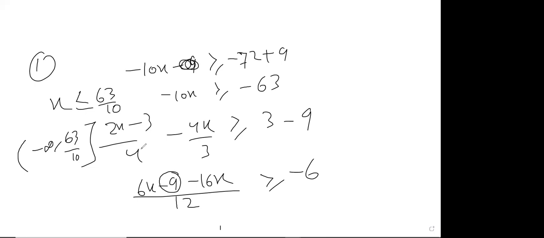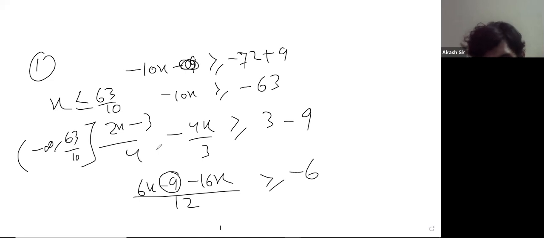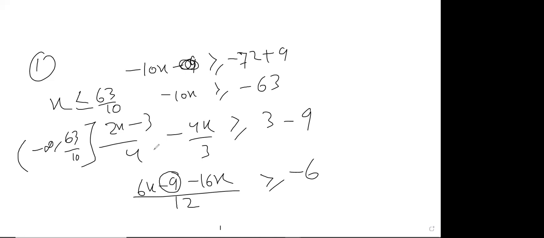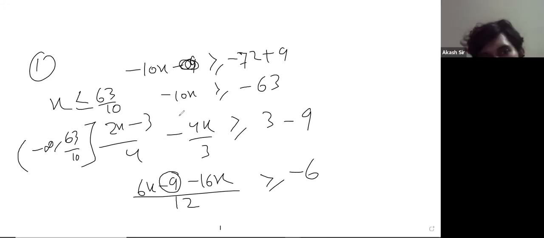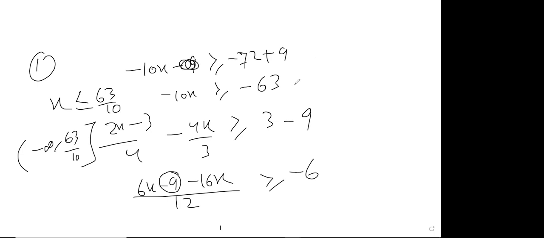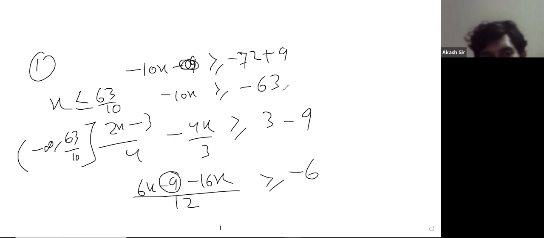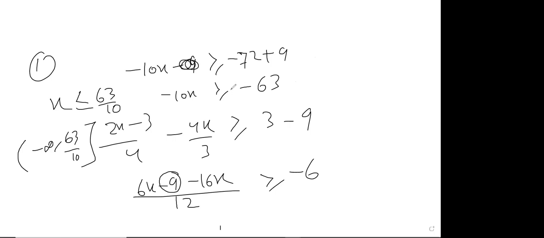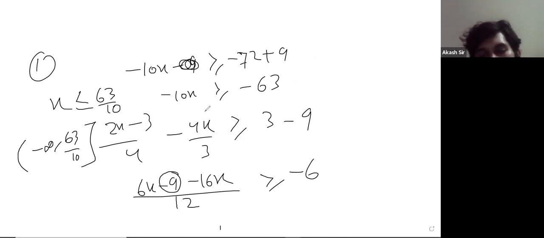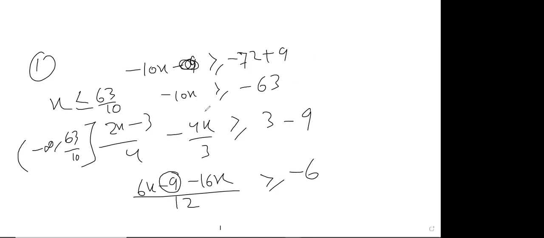Sir, I got a different answer. What did you get? I got x is greater than or equal to minus 261 by 2. What step did you take? Sir, I didn't take 2x minus 3, I took LCM as a total. You still will get the same answer. You can re-evaluate the steps. You must have done some calculation mistakes. Okay, sir.